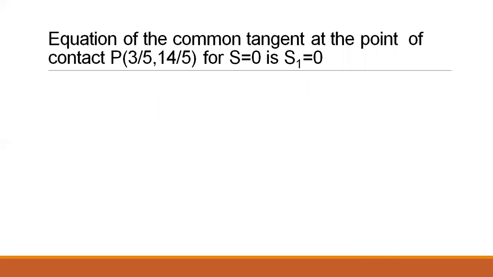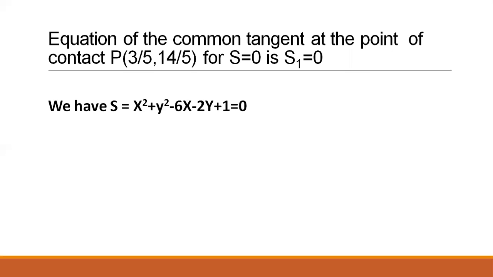Now we have to find out the equation of the common tangent, that is, the tangent for S is equal to 0 and S dash is equal to 0, at the point of contact P (3 by 5, 14 by 5) for the circle S is equal to 0. What is the formula to find out the tangent, children? S1 equal to 0. Here, we have taken S is equal to 0, but we can also take S dash is equal to 0, children. It is one and the same because it is a common tangent. So you can take any of the circles.